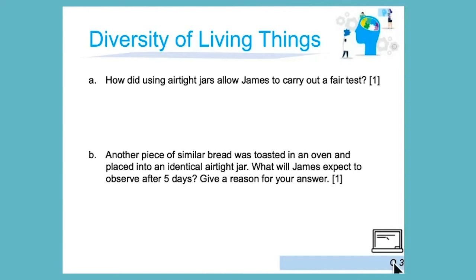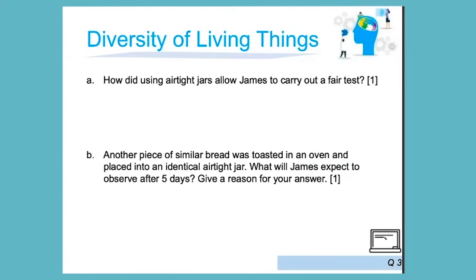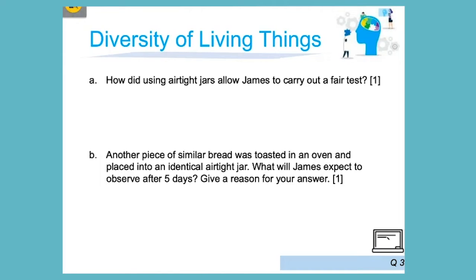So how does using airtight jars allow James to carry out a fair test? And B, another similar piece of bread was toasted in an oven and then placed into an identical airtight jar. What will James expect to see after 5 days? Looking at the first one, how does using airtight jars help? What is present in air? Airtight jars basically prevent air from coming into the experiment. So there must be something present in air that could potentially affect the experiment. What specifically is in air that could interfere with the experiment?